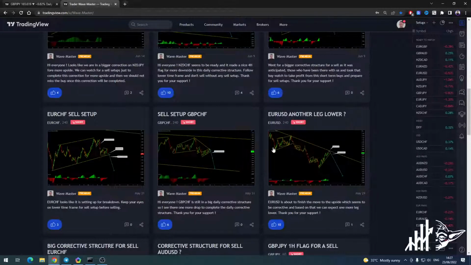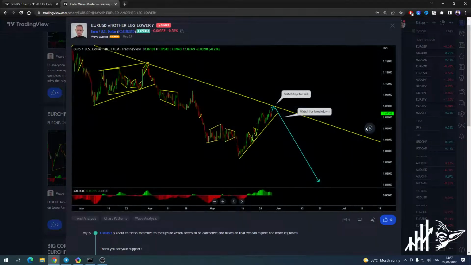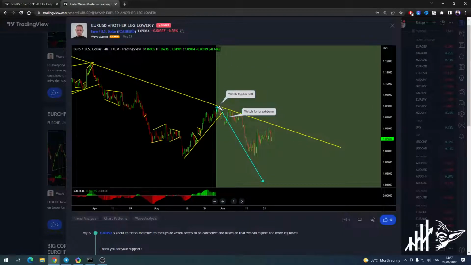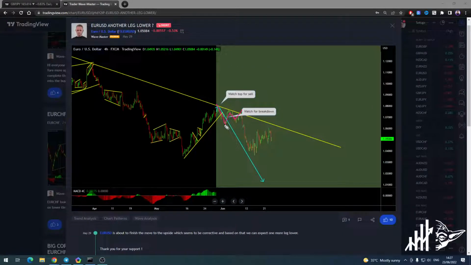Money should be taken off already. Euro USD leg lower, look at that one. It went down nicely, gives you the correction. That's the confirmation which we are searching for. Went lower, now it's struggling again, and we are anticipating more downside there on euro dollar.